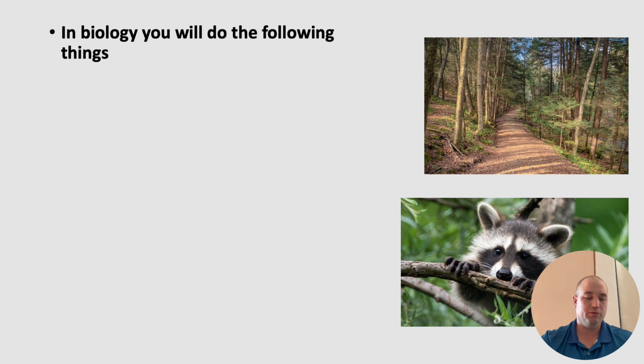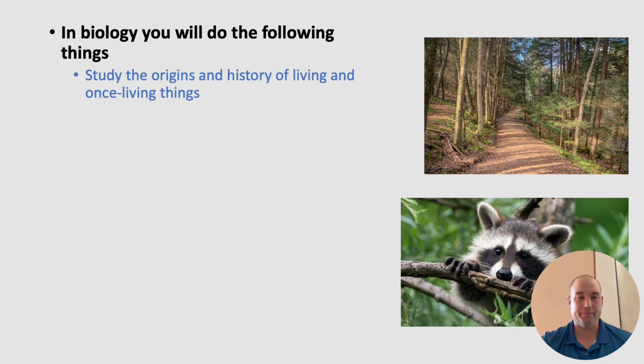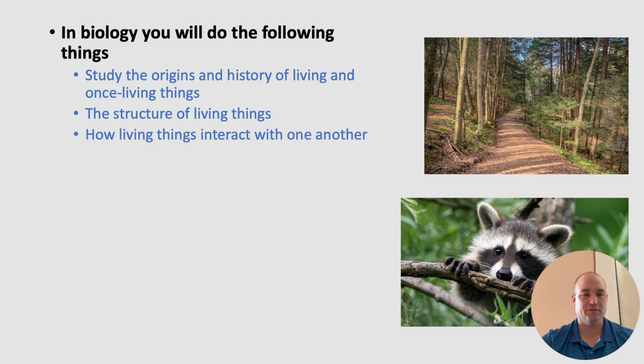Now, in biology, we will do the following things when we are studying. First of all, we're going to be studying the origins and history of living and once living things. The key here is studying. We need to be able to understand what is occurring. After that, we're going to be looking at the structure of living things. The structure of something often leads to the function of something. So structure and function go hand in hand. Why are our fingers shaped the way they are? They're shaped the way they are to do certain tasks. The structure leads to the function.